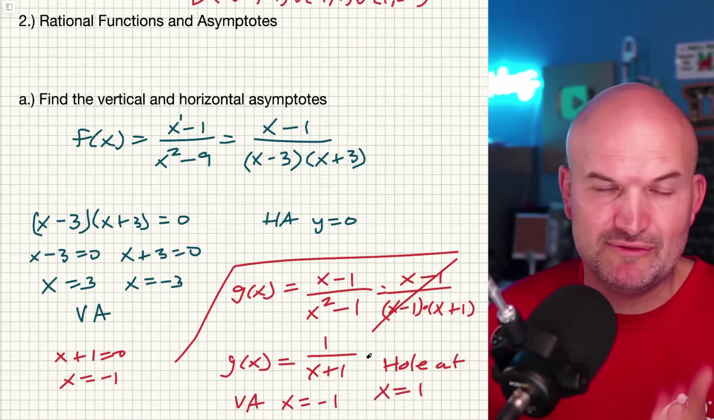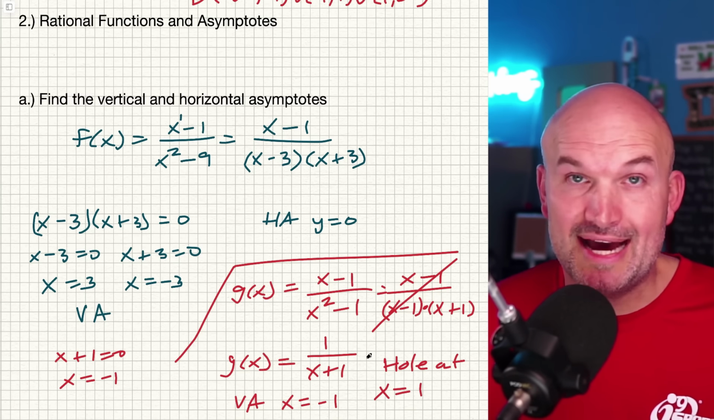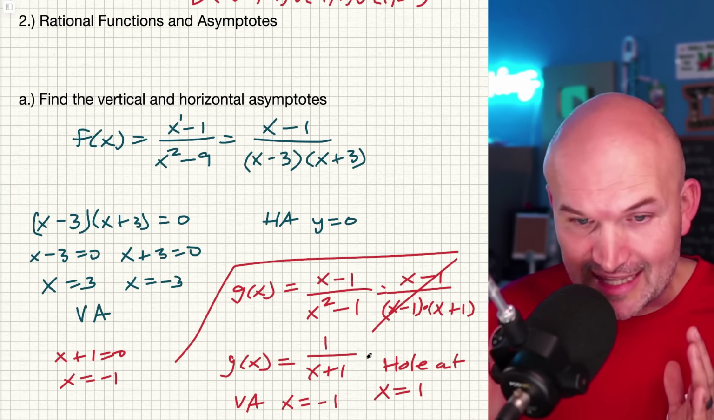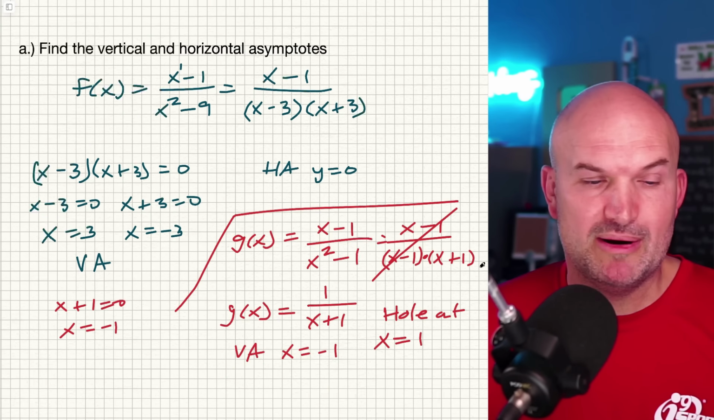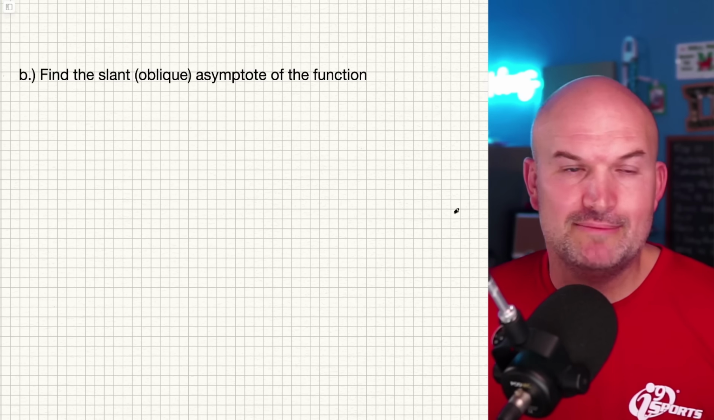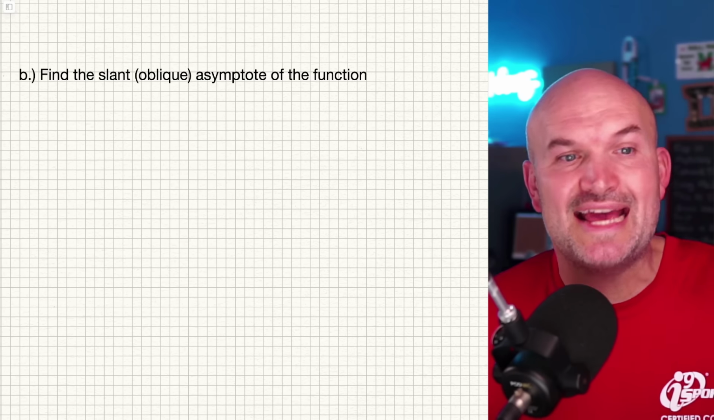So that's the difference between vertical asymptotes and holes. Holes can be divided out. Vertical asymptotes cannot. However, they are still undefined values for your domain. So make sure you remember that. All right, so I did mention slant asymptotes. So let's go through an example of slant asymptotes.